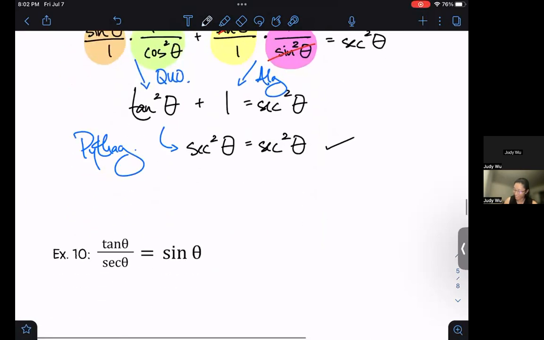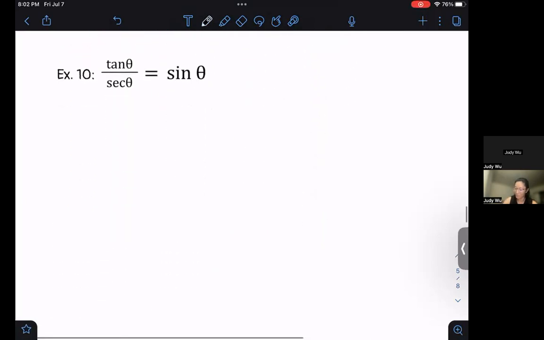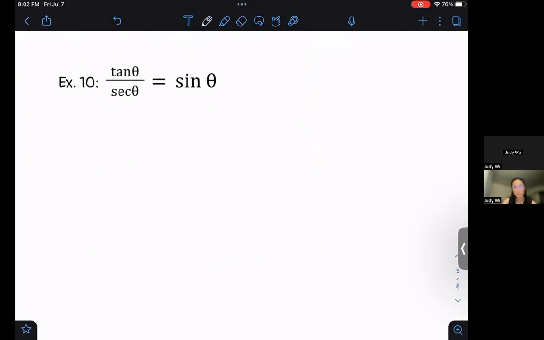Okay, all right, let's take a look at example 10. So which side do we think is the more complicated side? Well, I think this side is probably a little bit more complicated. So I'm going to start with the left-hand side. And I'm actually going to do some algebra first here, okay?